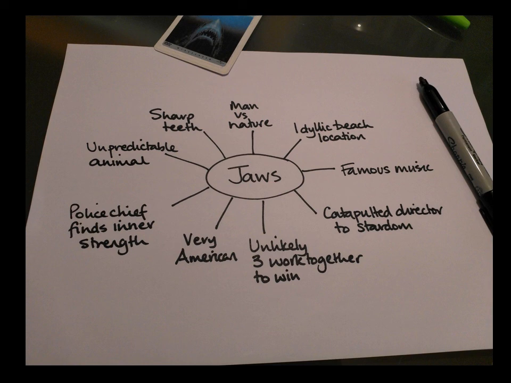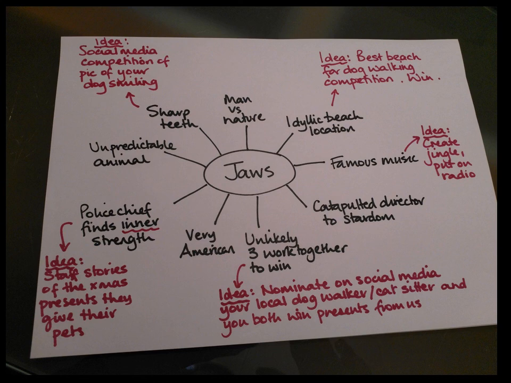So you can see what I've done here. There's some really obvious stuff here about sharp teeth. There's things about music, and there's things that are deeper within the plot. So what ideas can we come up with for our pet store? Well, let's take sharp teeth. An idea there using teeth, social media competition of best picture of your dog smiling, for example. The idyllic beach location, the idea could be, again, another social media competition, the best beach for dog walking. The famous music might be create a jingle, put it on the radio. For the police chief finds inner strength, thinking of inner makes me think of staff or people inside. So could be staff stories of the Christmas presents that they give their pets as inspiration for customers. And the unlikely 3 working together, who do we work with? The idea might be nominate your local dog walker or cat sitter and you both win presents from us.